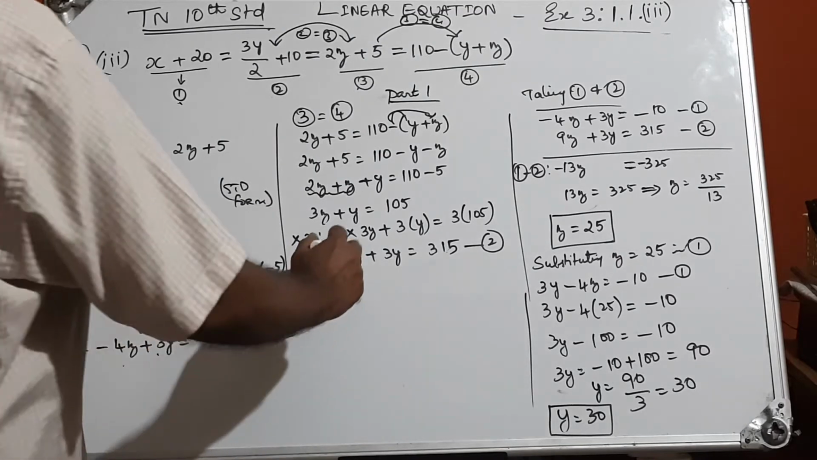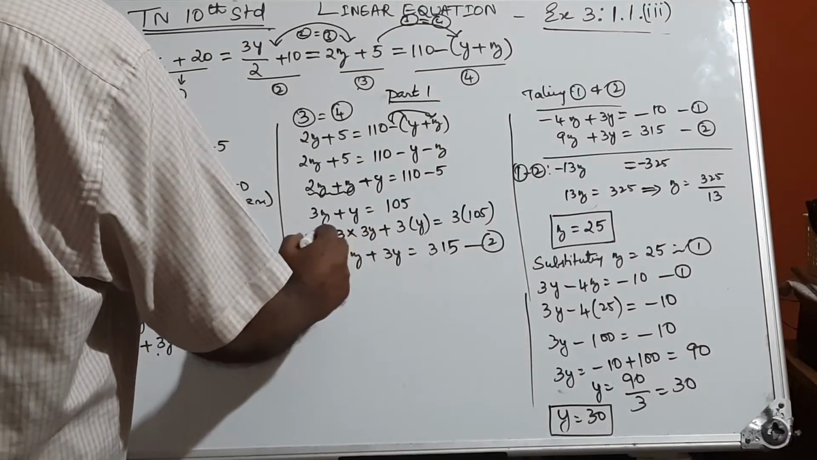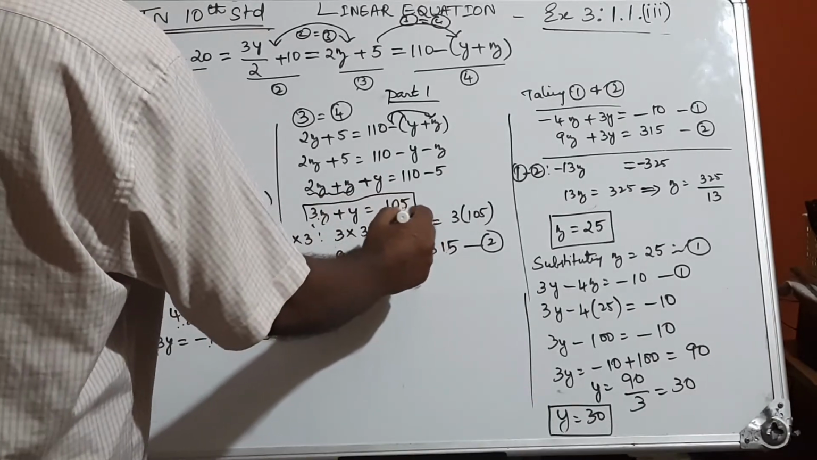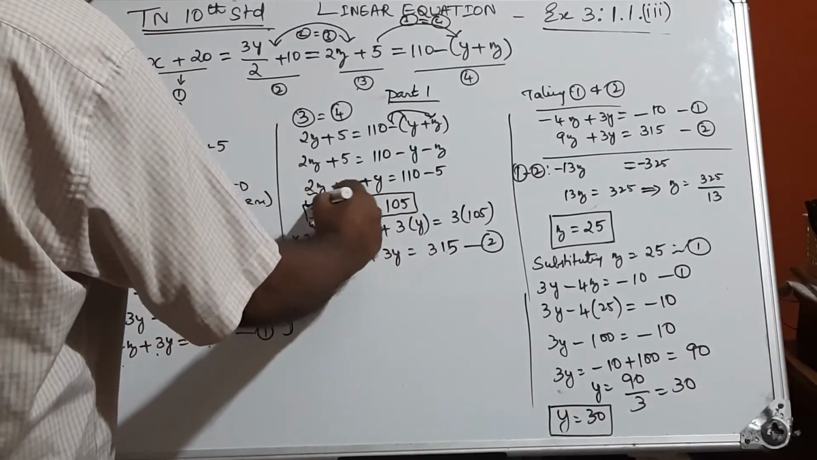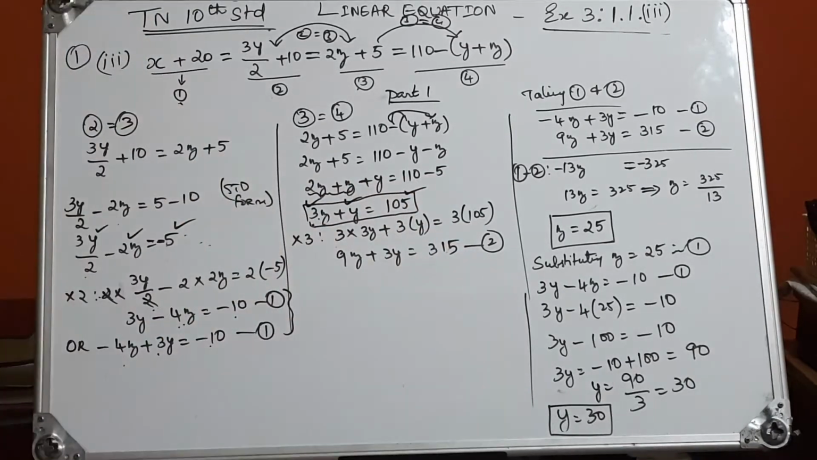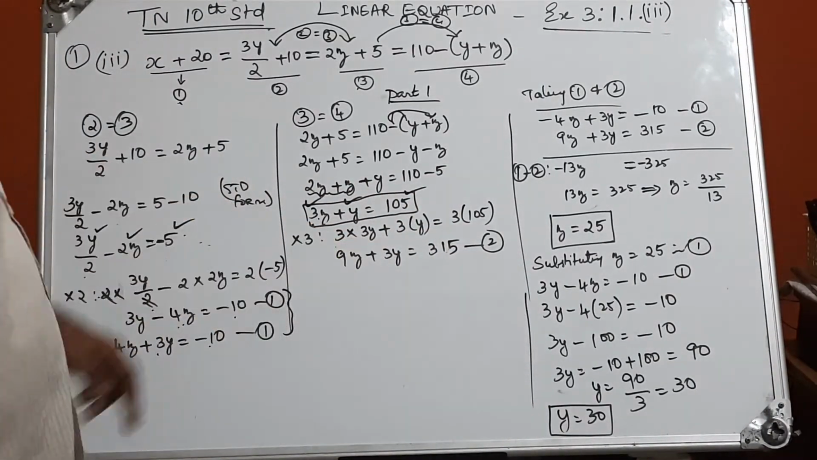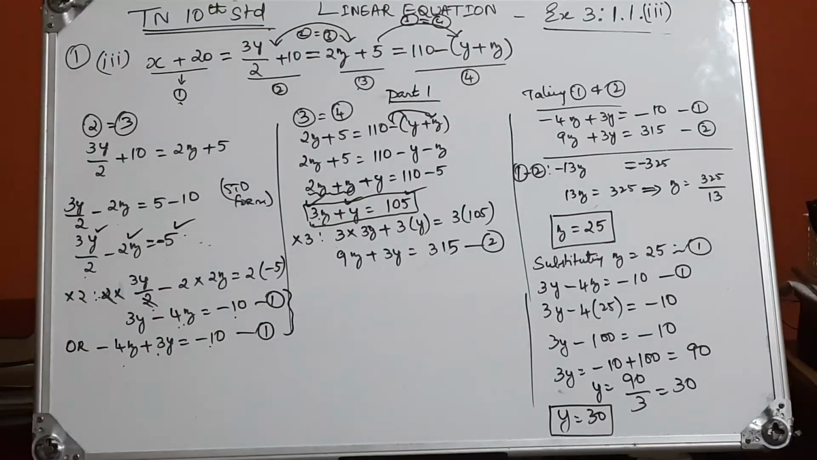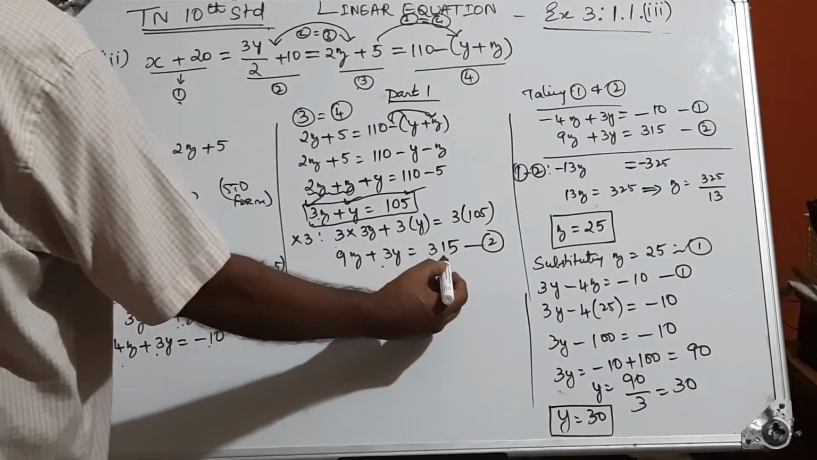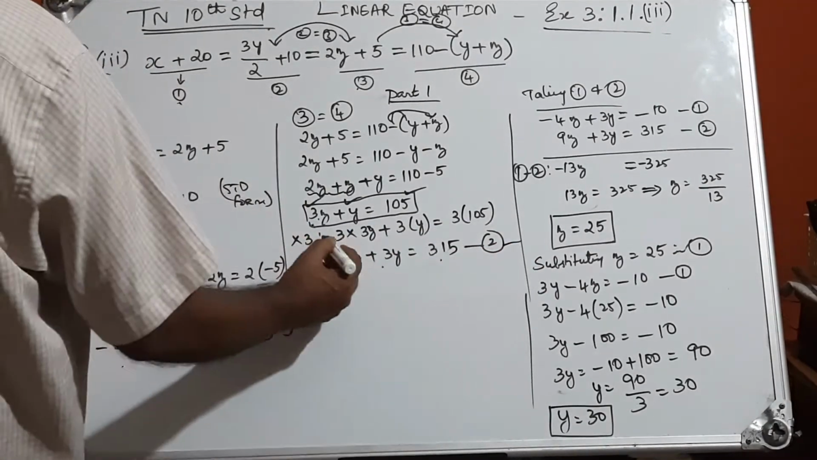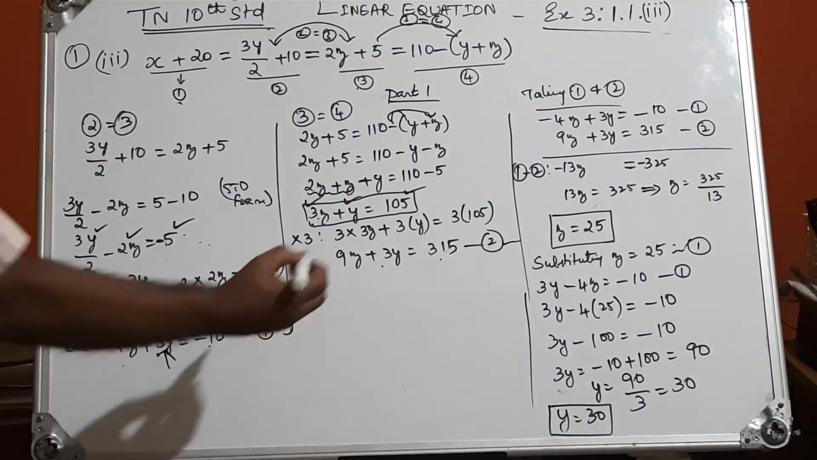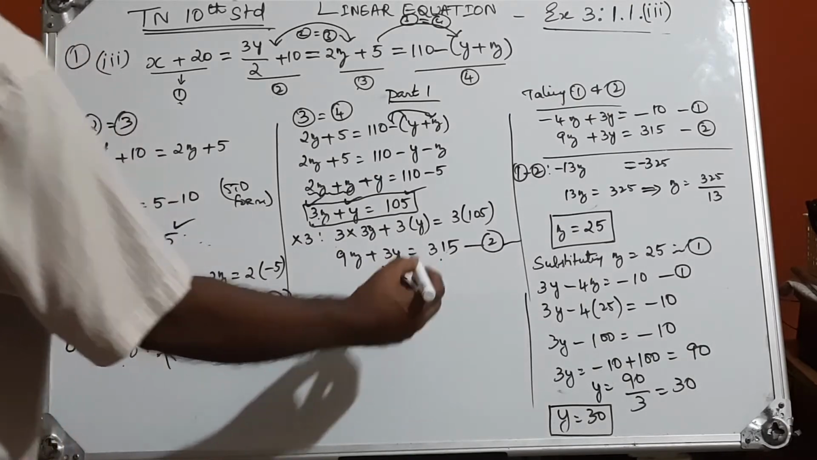Now, you multiply this equation by 3. So what you got here, this you multiply by 3. All of them, you must multiply by 3. So 3 into 3z, this is z actually. Okay. 3 into 3z plus 3y equal to 3 into 105. So you get 9z plus 3y equal to 315, equation number 2. Why we are multiplying by 2 means to get the same 3y. Here also you got one 3y. Here also got one 3y.